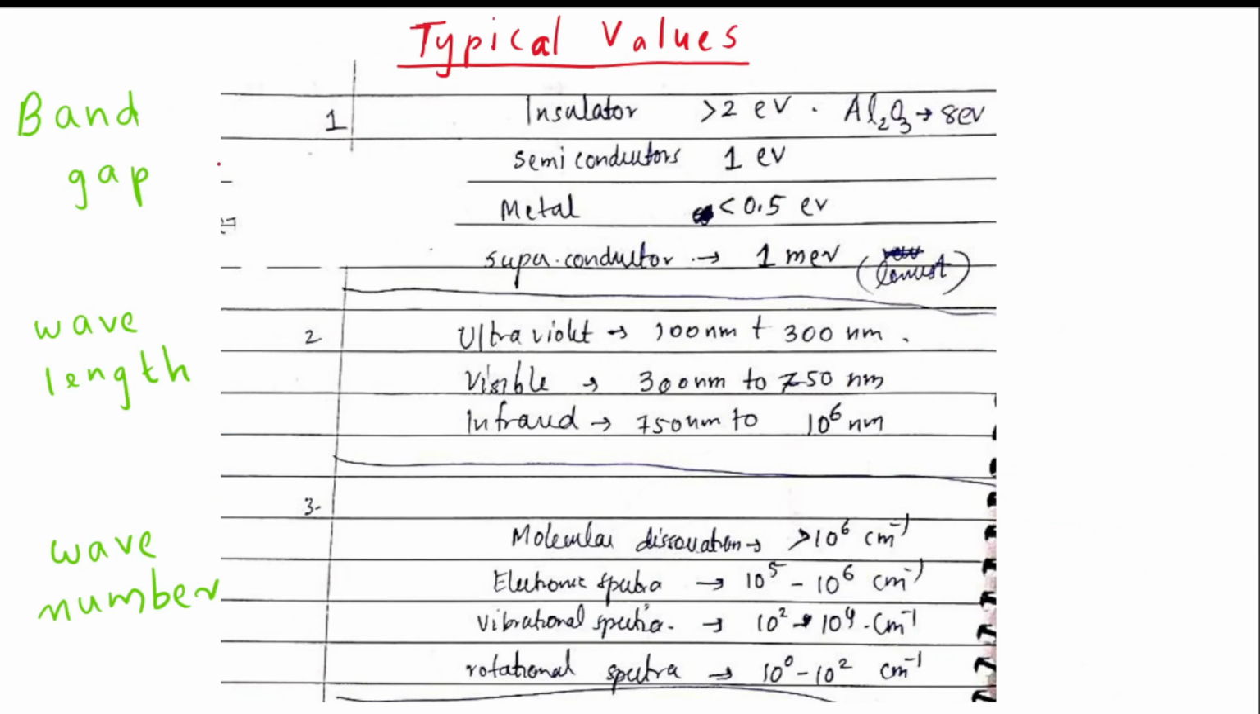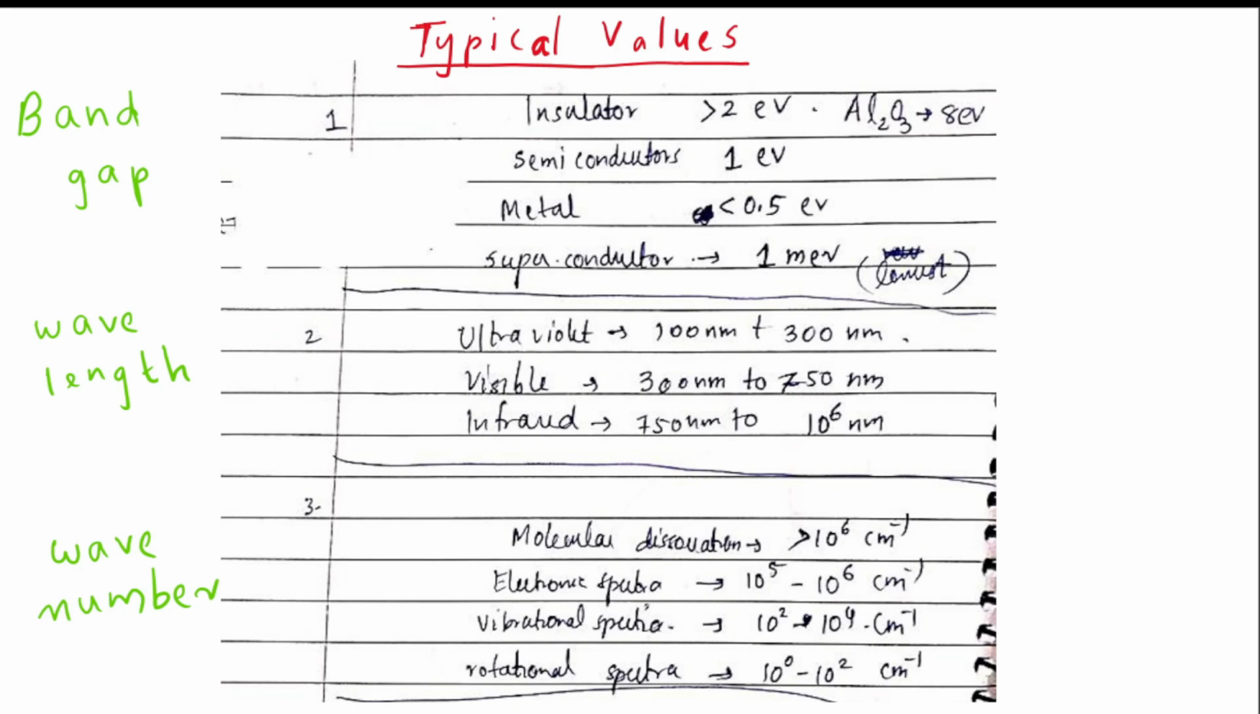So here, band gap for insulator is greater than 2 electron volt. Semiconductors, metal and superconductor, it is of the order of 1 milli electron volt. And this corresponds to the electromagnetic spectrum: ultraviolet, visible, infrared rays, their corresponding wavelengths. It is not necessary to mug up the entire wavelength of an electromagnetic spectrum, but at least study for ultraviolet, visible and infrared rays. And these are the wave numbers of rotational spectra, vibrational spectra, electronic spectra, and the wave number required for molecular dissociation.